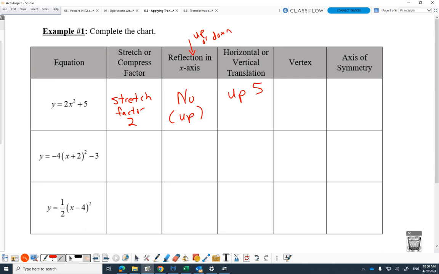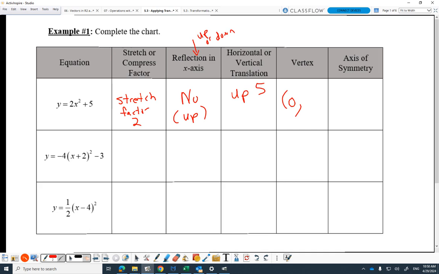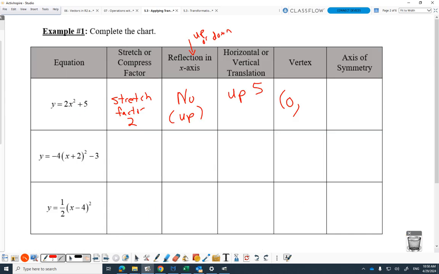Saw a couple of frowns there, and that's okay, because I'm using maybe some slightly different words than I did in the previous screen here. Vertex: okay, if it's no horizontal translation, the vertex has stayed at 0. But there was a vertical translation, so this thing was moved up 5.